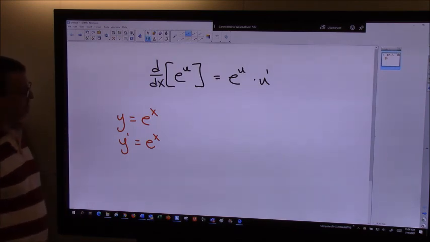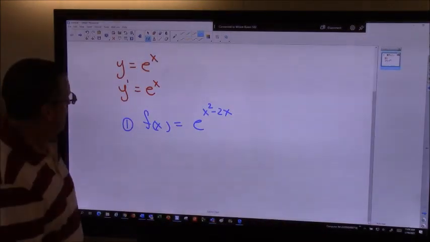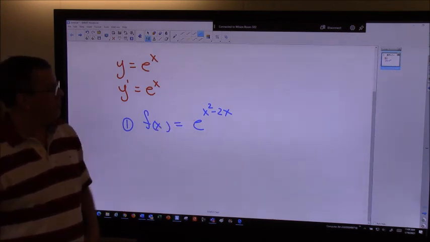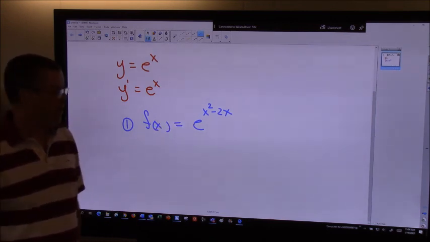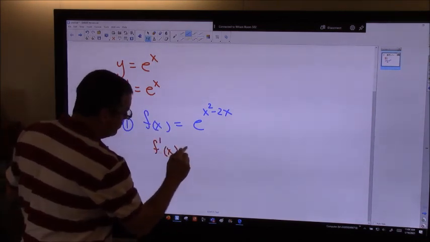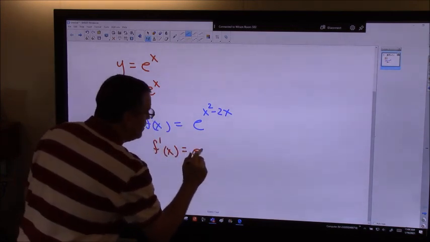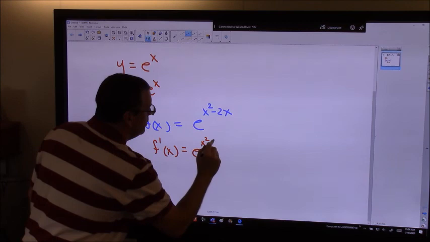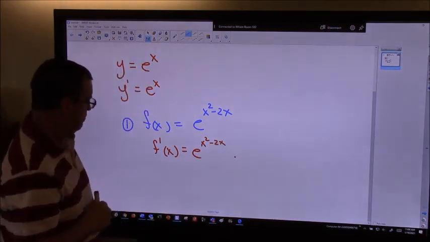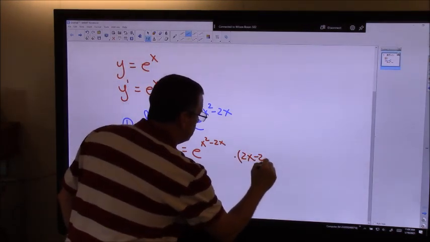All right. So let's try a couple examples here. I've got f of x equals e to the x squared minus 2x, and we want to find the derivative. So f prime of x is going to equal e to the u, which means the exact same thing, e to the x squared minus 2x times the derivative of its exponent. So the derivative of that exponent would be 2x minus 2.